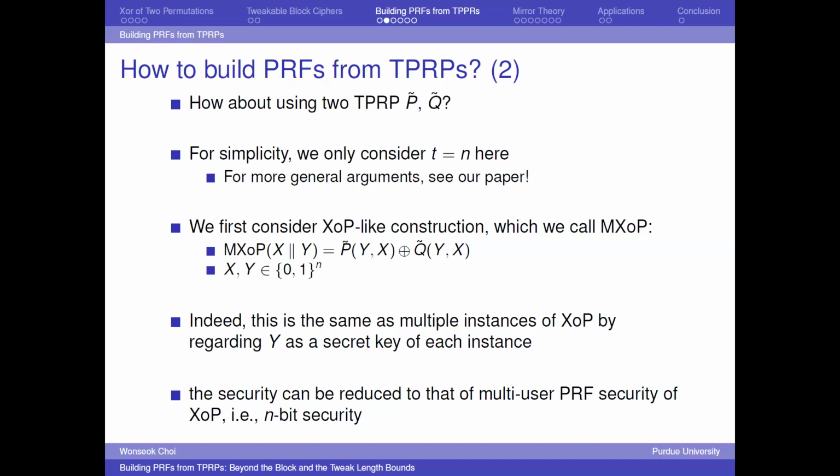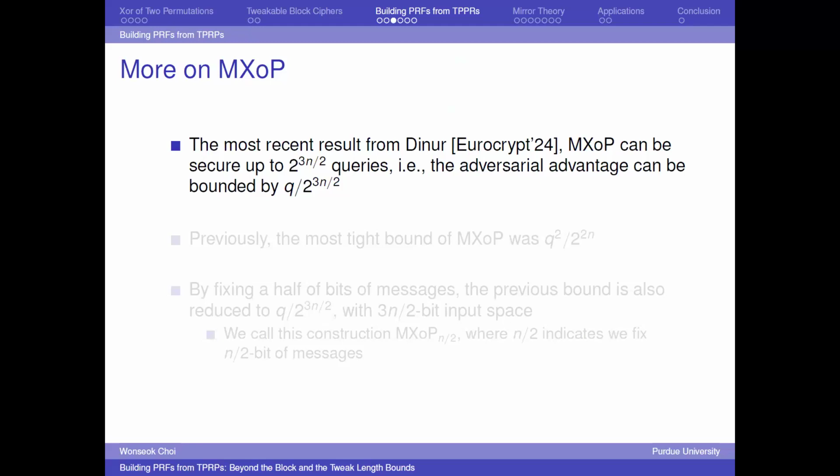So this security is just reduced to that of the multi-user PRF security of XOP, and it will be n-bit secure. And actually, the most recent result from Dunkelman et al. in Eurocrypt 24 will be presented. So MXOP can be secure up to 3n/2 queries if one is limited to query for each instance. Then the adversarial advantage is also bounded by this number.